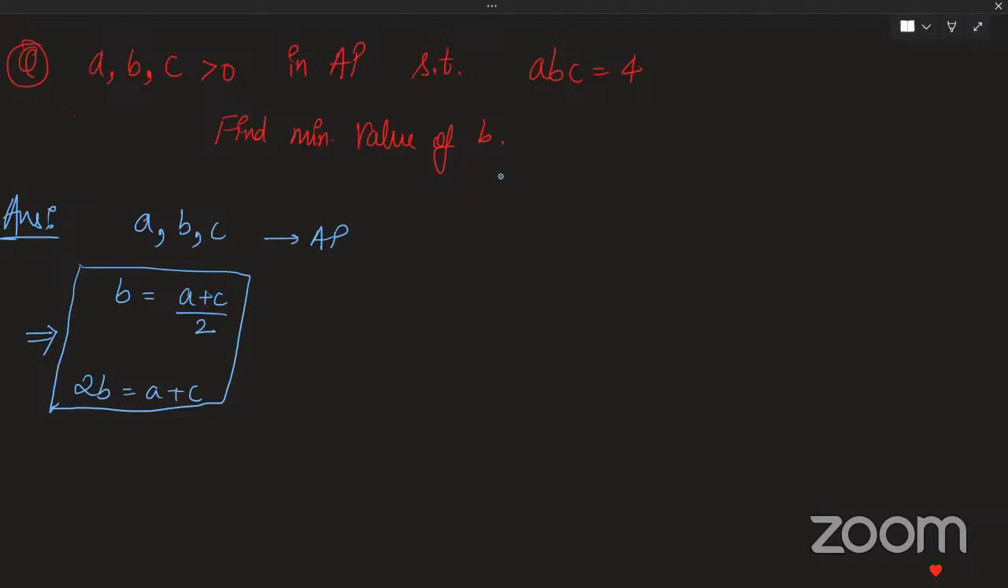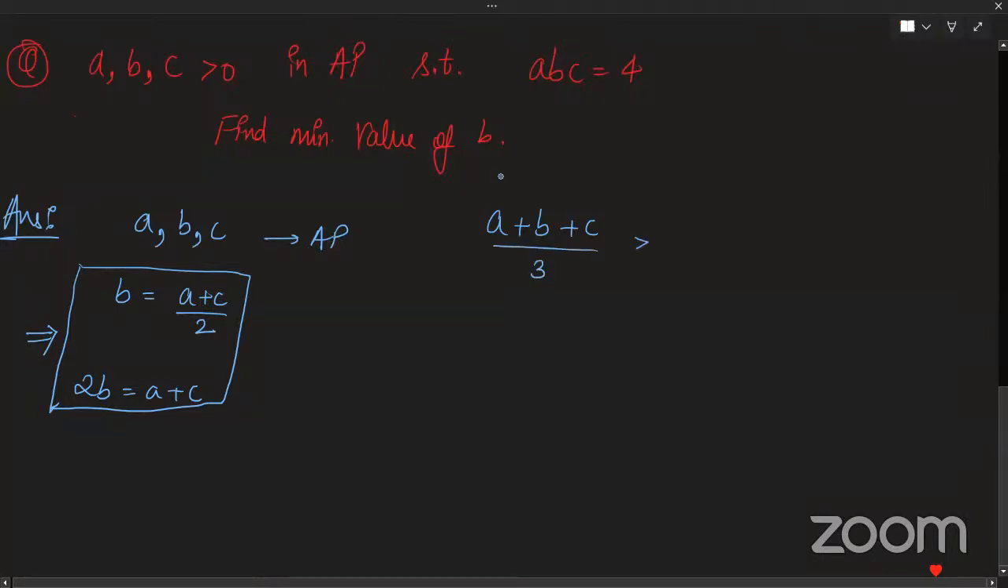So if both of these are equivalent, I can just treat A, B, C as my x1, x2, x3. So basically, A plus B plus C divided by 3 is greater than equal to ABC to the power of 1 by 3. Right?